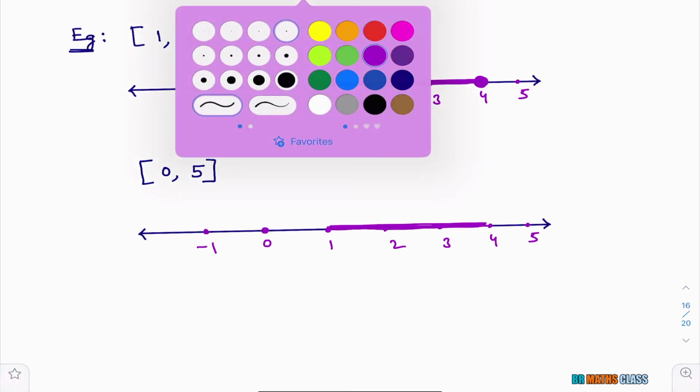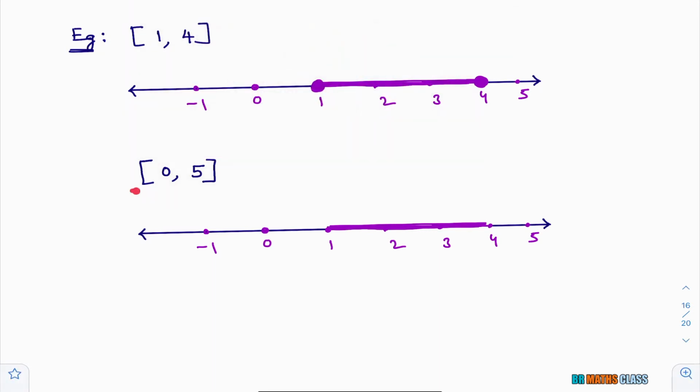Okay. Now you observe closed interval 0 comma 5. It means what? It contains all real numbers between 0 and 5. Okay. Right. I'll mark all these things. Between 0 and 5, whatever this color is there, that colored part, all real numbers are there in this interval. Now you observe, as it is a closed interval, 0 is included, 5 is also included. So what I'll write here, 0 is included.